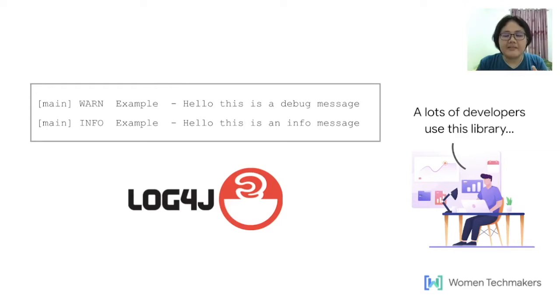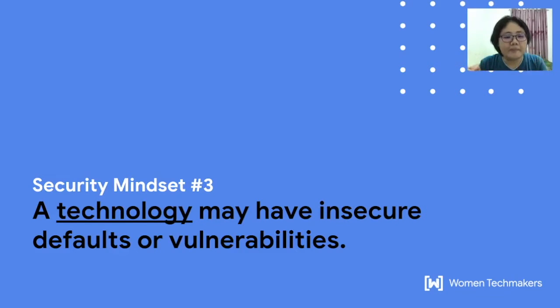And the next thing we have to remember is that a technology may have insecure defaults or it may have vulnerabilities. So next time when you are using a technology, try to research: are the default settings secure, or do I need some additional configuration to make it secure? And also for vulnerabilities, you have to make sure that you're updated with the news. If there is a new vulnerability that is discovered, you have to know to be able to mitigate it.